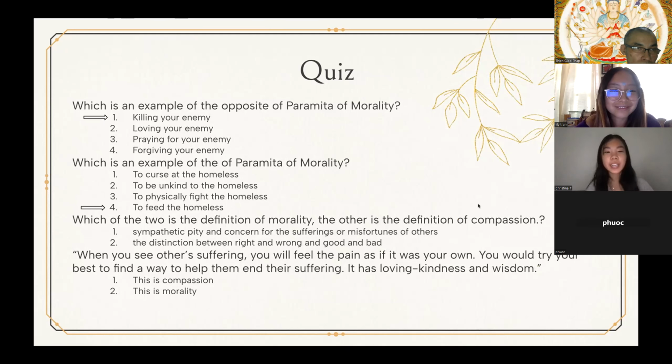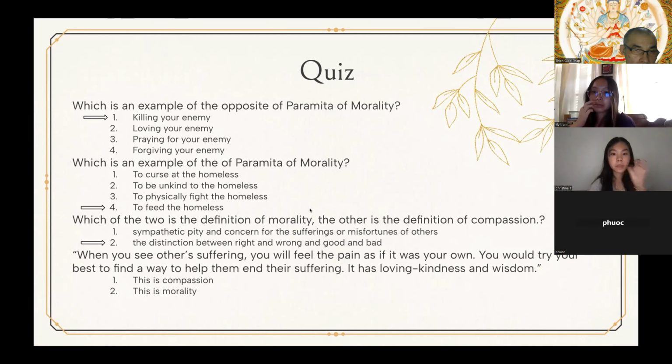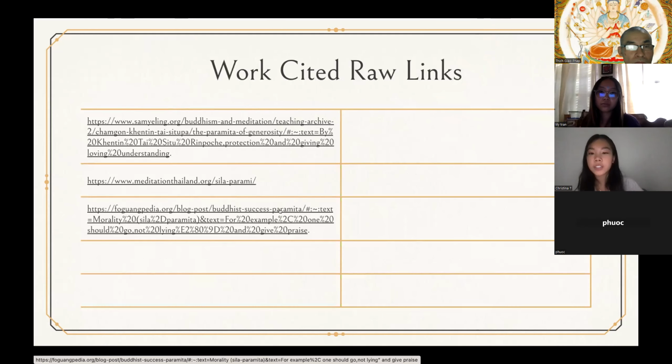Which of the two is the definition of morality? The other is the definition of compassion. When you see others suffering, you will feel the pain as if it was your own. You would try your best to find a way to help them and end their suffering. It has loving kindness and wisdom. Is this compassion or is it morality? And that's the end of my presentation.